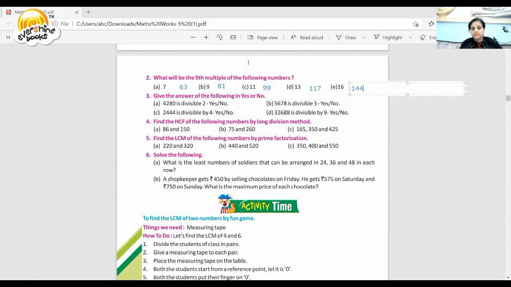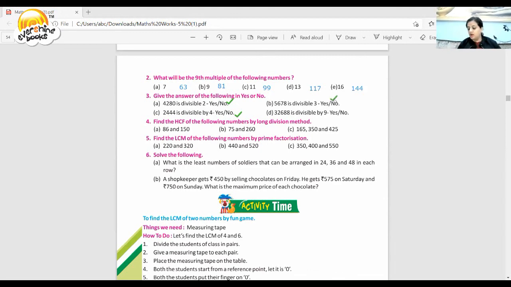Okay, good. Now you have to answer in yes or no. I'm ticking here, you just check it. It is divisible by 2. Yes, it is divisible by 2. 2444 is divisible by 4. Yes, it is divisible by 4. It is divisible by 3. No, it is not divisible by 3. Here it will come no.